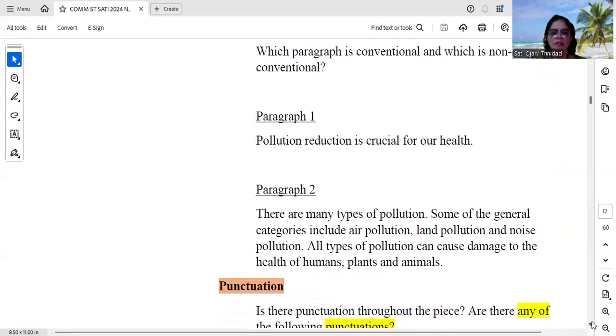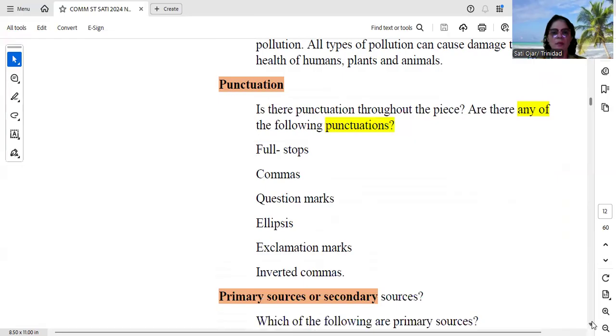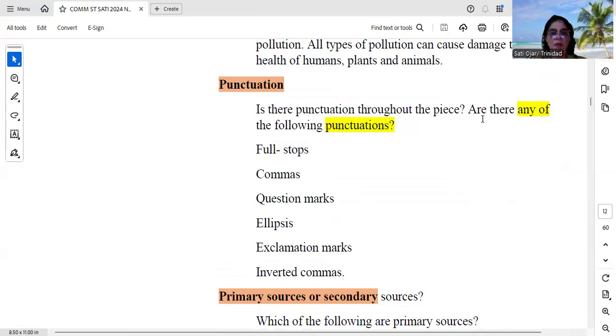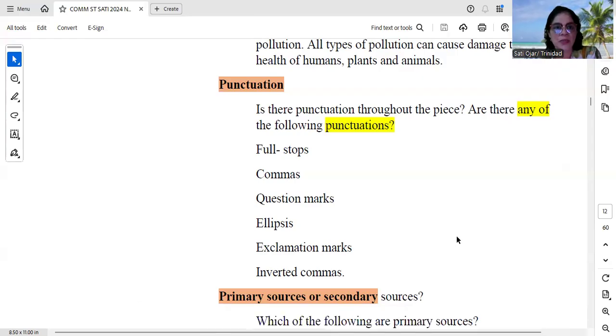Another organizational technique that you can meet with when you look at your Module 1 would be punctuation. Is there punctuation throughout the piece? And if there is punctuation, what types of punctuation are you encountering? Are there full stops? Are there commas? Are there question marks? Are there ellipses? Are there exclamation marks? And if there are inverted commas? And if there are these types of punctuation marks, how do they contribute to understanding the passage or the presentation and the organization of the piece?